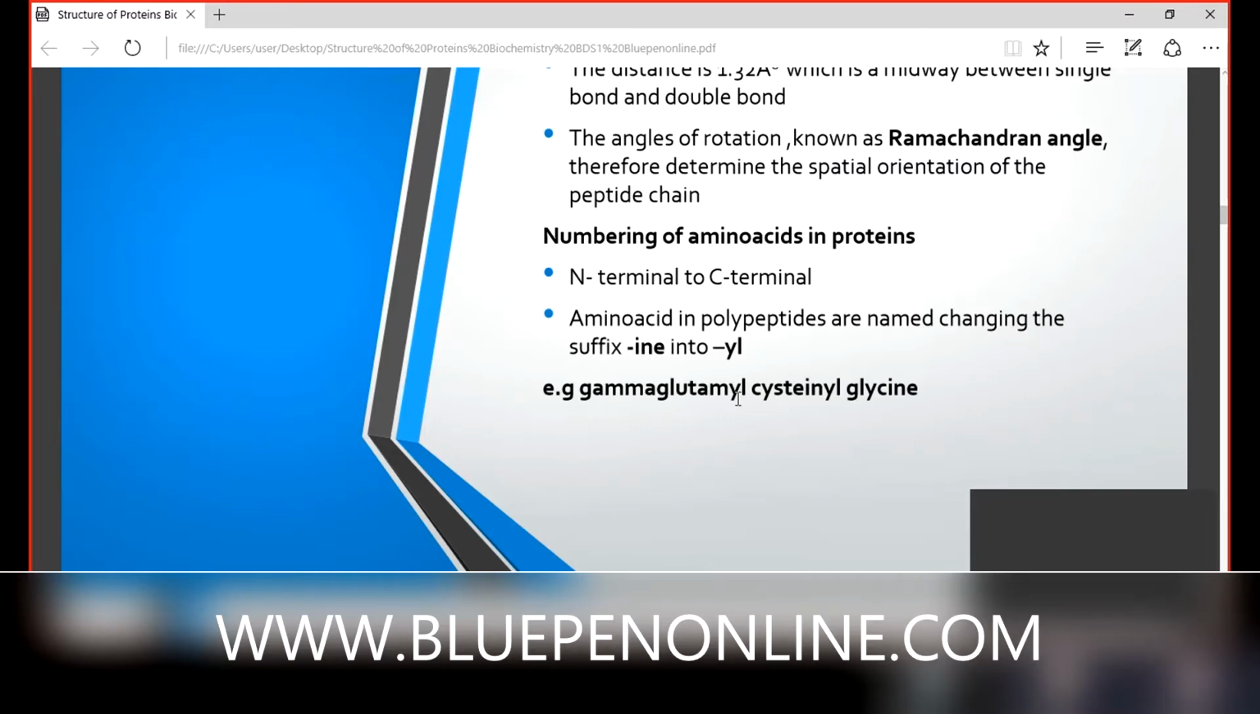Which is the first amino acid? Glutamic acid. Then cysteine, and glycine. So here, when we write the name of a peptide, we convert -ine to -yl.